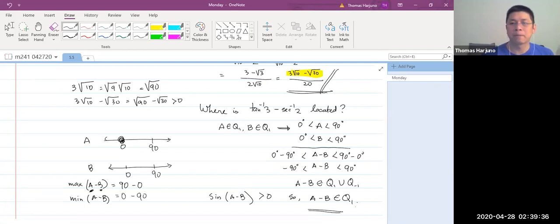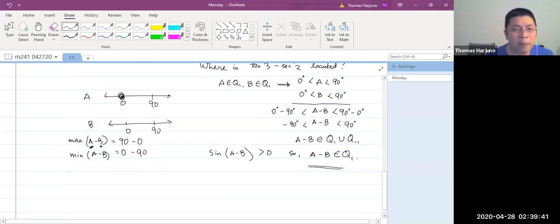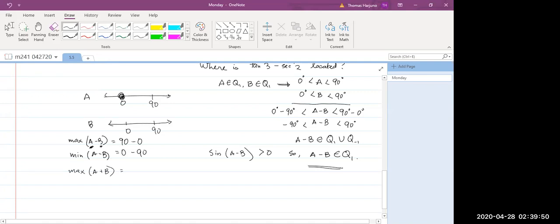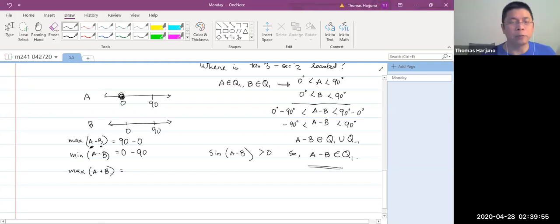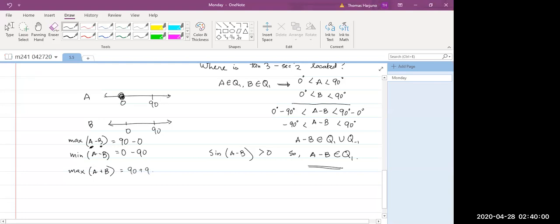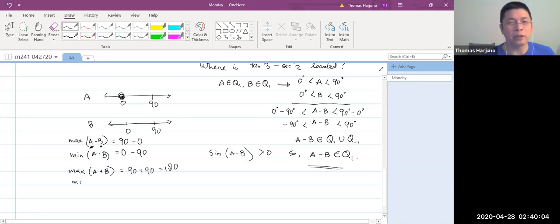Okay? Now, how about if we do the addition? What is the maximum value of A plus B? 90 plus 0? No. The sum will be maximum if both of them are maximum. It will be 90 plus 90. Okay? And the minimum will be the minimum for each: 0 plus 0.